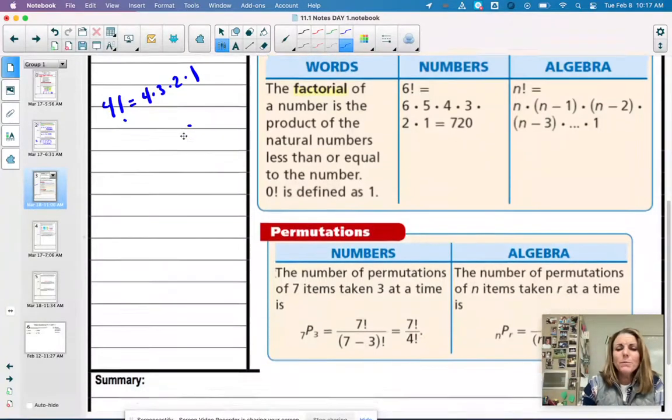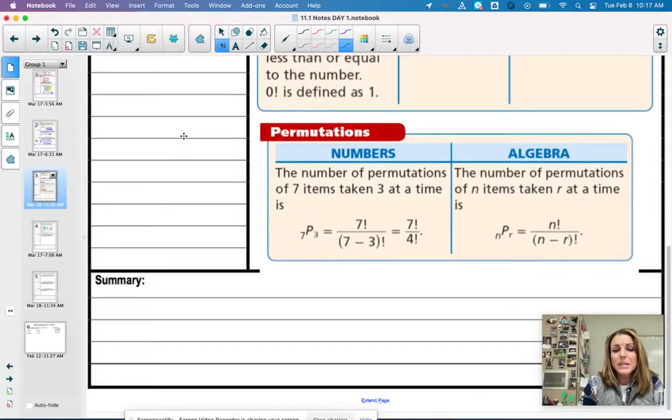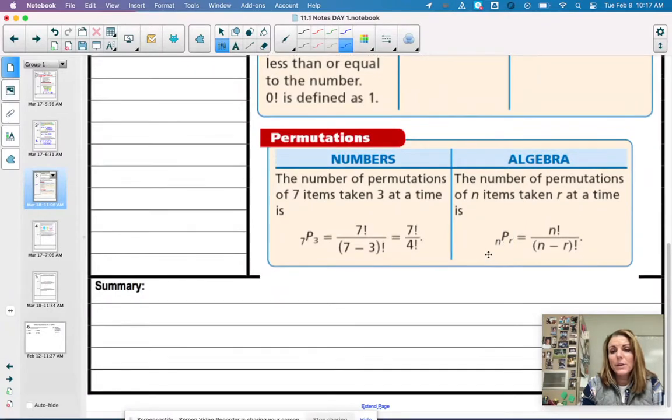Permutations: the number of permutations of 7 items taken 3 at a time. We use this formula right here. The number of permutations of n items taken r at a time is, so right here, this is the formula that we are going to need to remember, because we're going to find the probabilities of items and find out how many possible permutations there are, and we will have to use this formula. We have a total of n taken r at a time. n is always bigger than r.